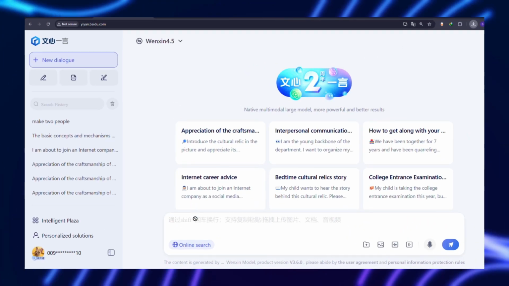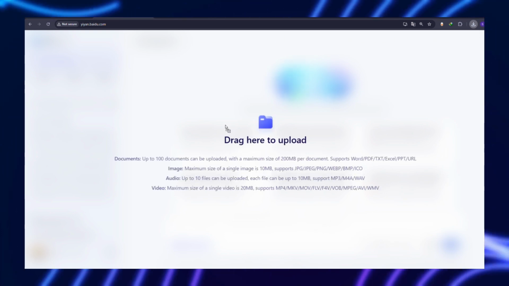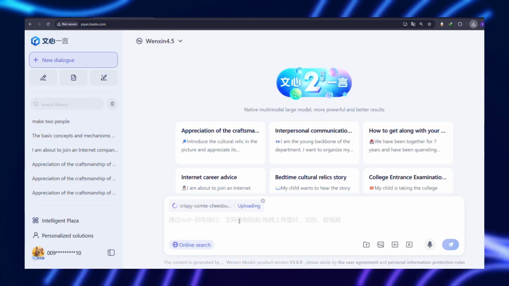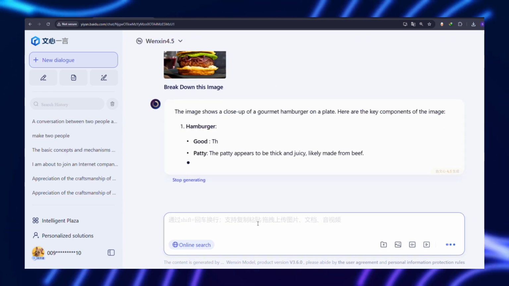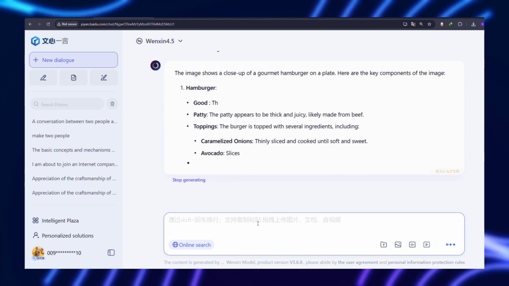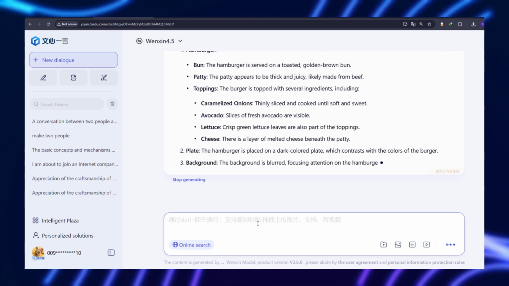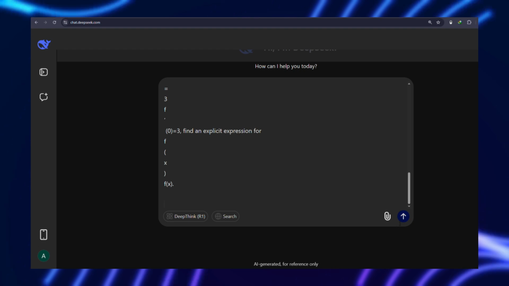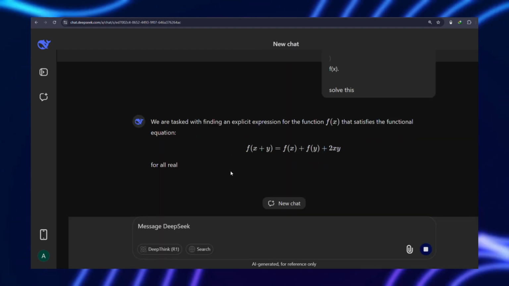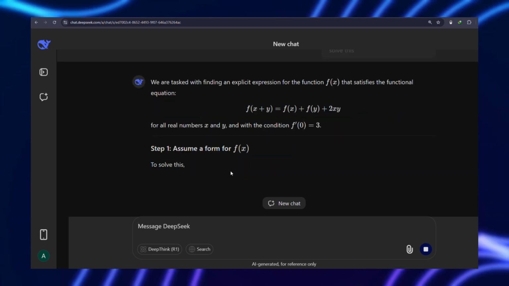When analyzing multimodal data, including text and images, Ernie 4.5 demonstrated a more intuitive understanding of emotions and cultural nuances, making it better suited for entertainment and customer service applications. In contrast, DeepSeek R1 excelled in mathematical reasoning, consistently solving complex equations faster and more accurately.